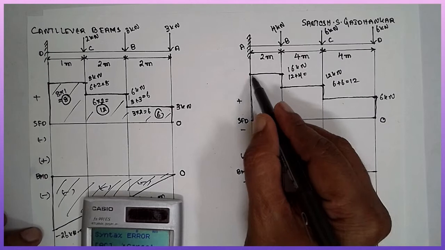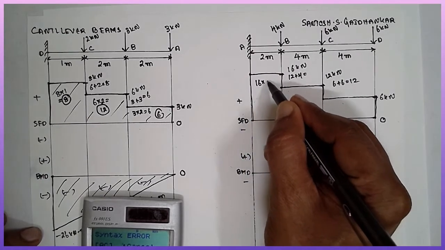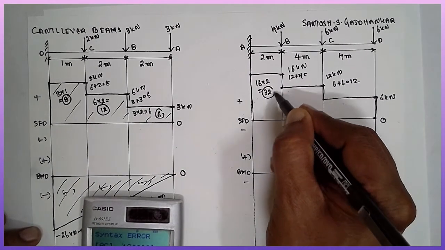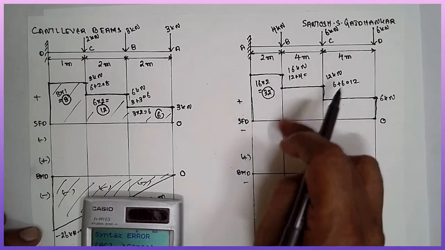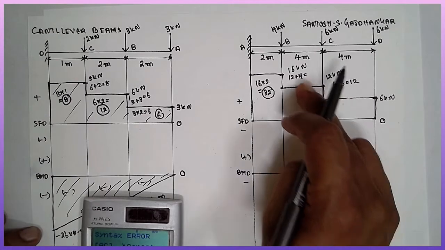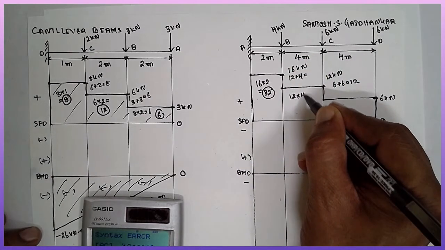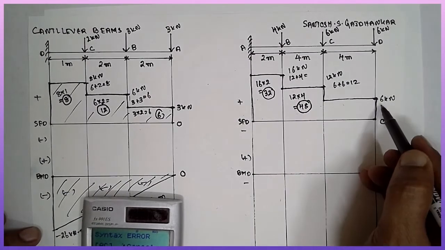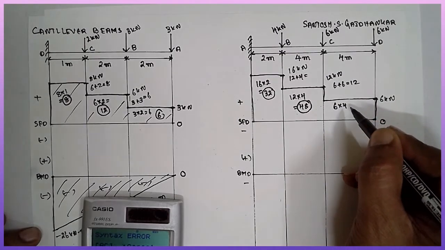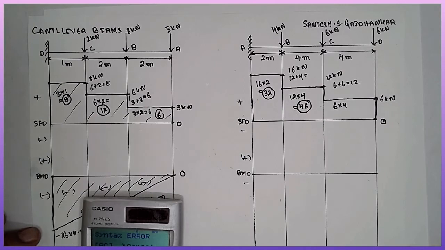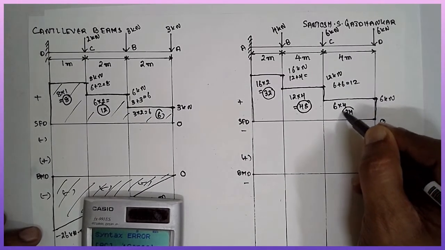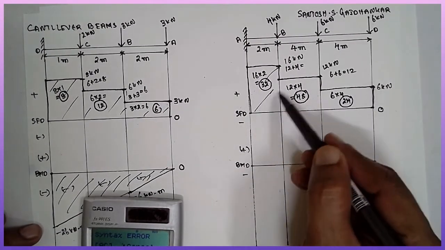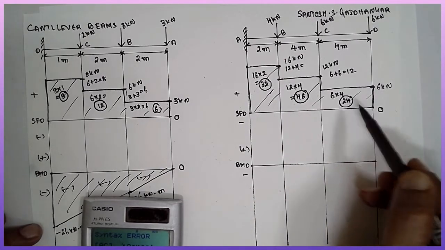Area is nothing but 16 into 2, it becomes 32, round it out. Here, you have to find out only the area of this box. This is 12 into 4, it is 48, round it out. Now here, 6 into 4, it becomes 24. If you want to hatch it, go hatching. These are the areas, drawn in circles.